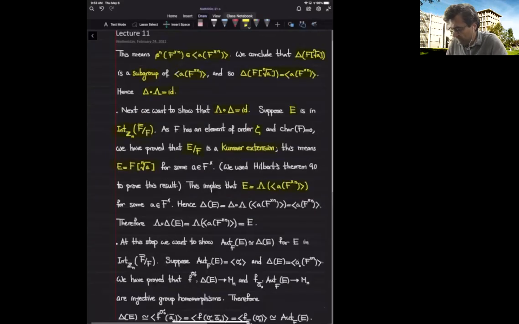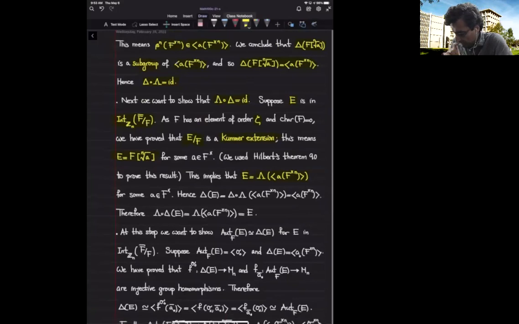So let's think about it a bit before I continue. So I have the set of, so what did we prove so far? We have this delta O lambda is identity. So I have this set, and then I have lambda, and then I have this set, and I have delta, and I go back, and we show that this composite is in fact identity.